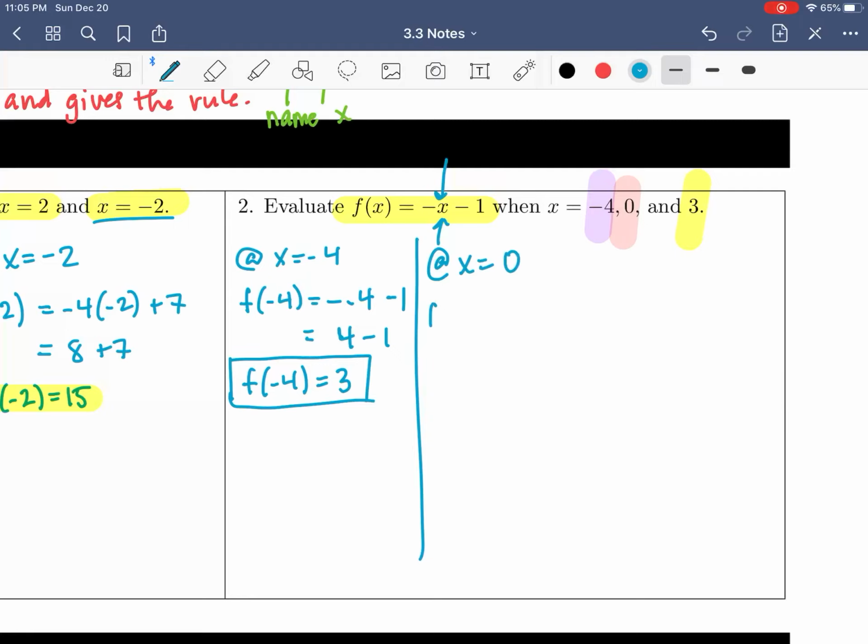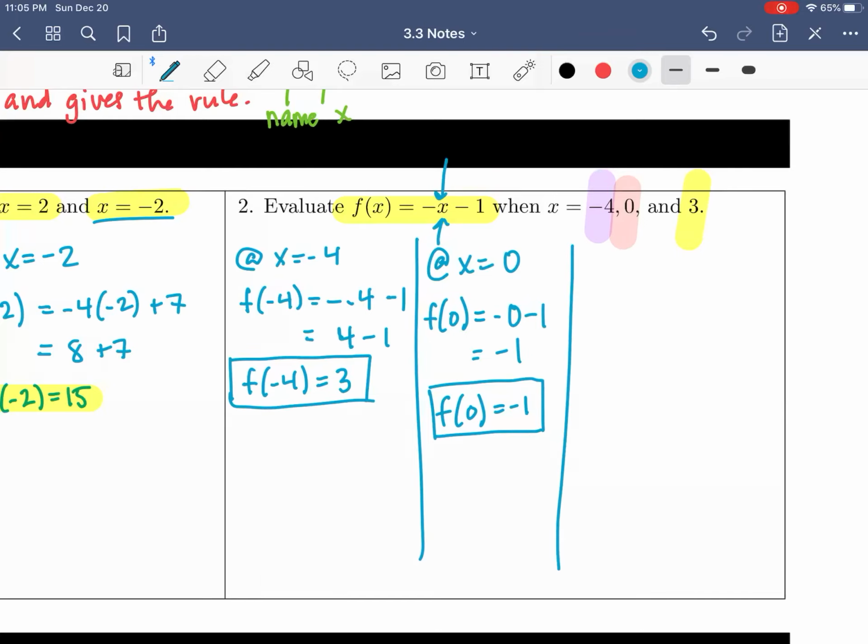Okay, at x equals, our next one is 0. So we're going to plug in 0. So I have f of 0 equals negative 0 minus 1. Well, negative 0 is just 0. Doesn't really matter. I think this is just negative 1. So f of 0 equals negative 1. Okay, last one. When x equals 3, I'm going to have f of 3, that's my input, equals negative 3 minus 1. So f of 3 equals negative 4.